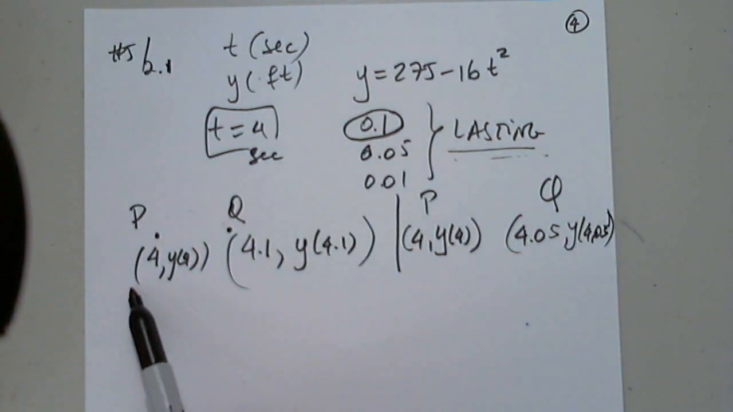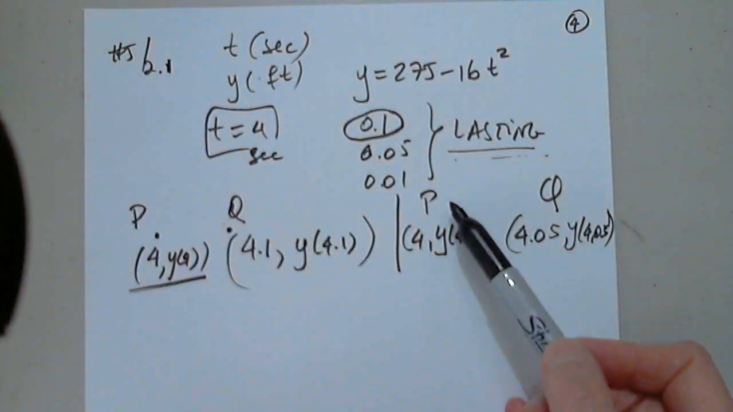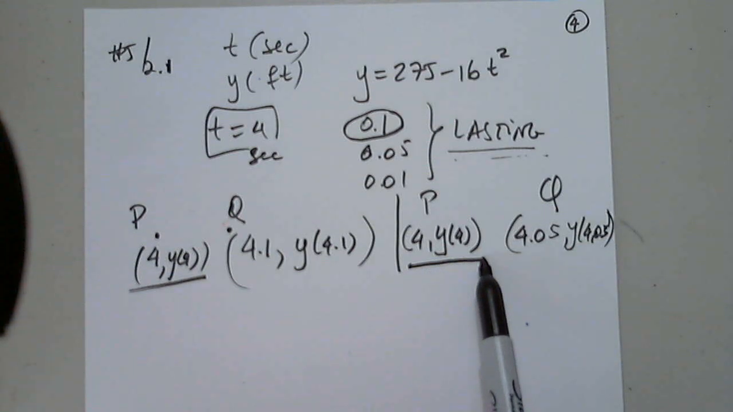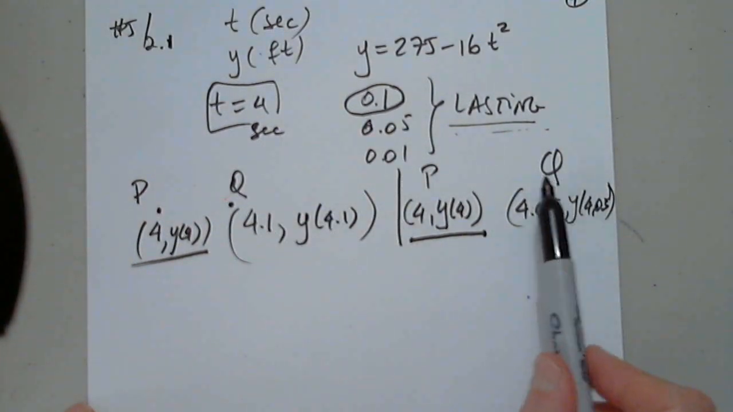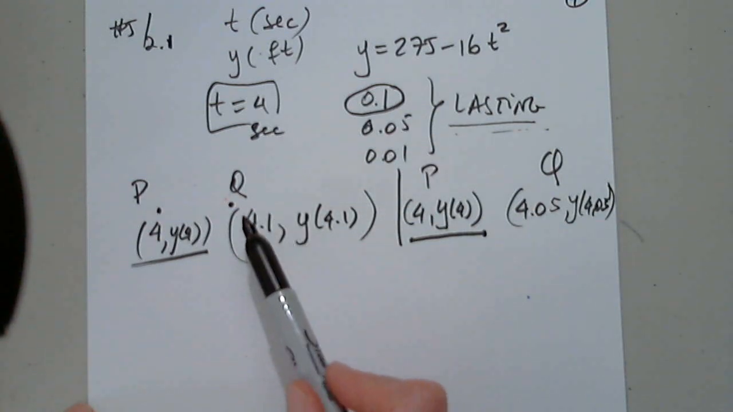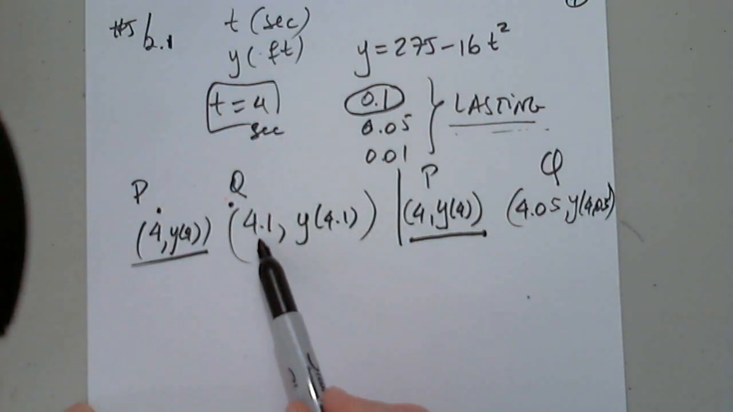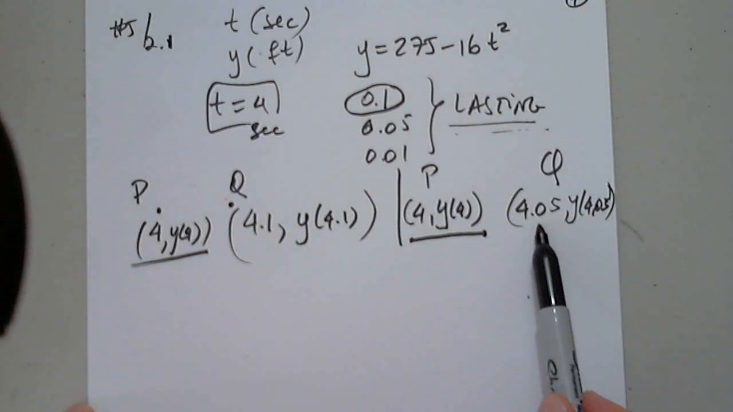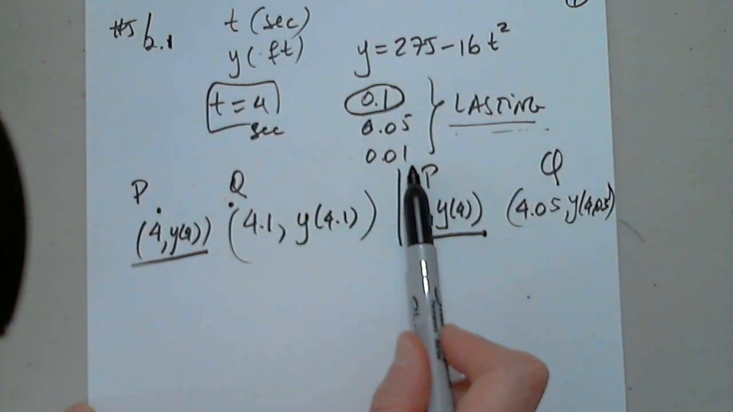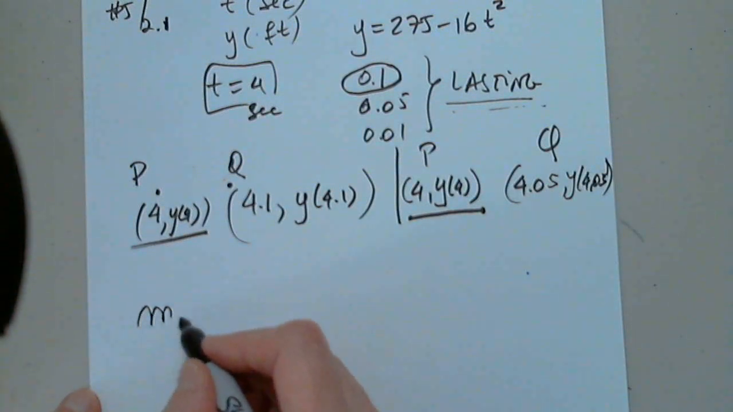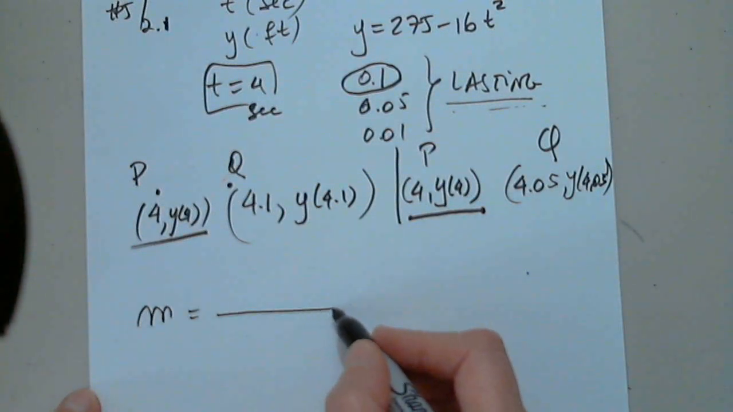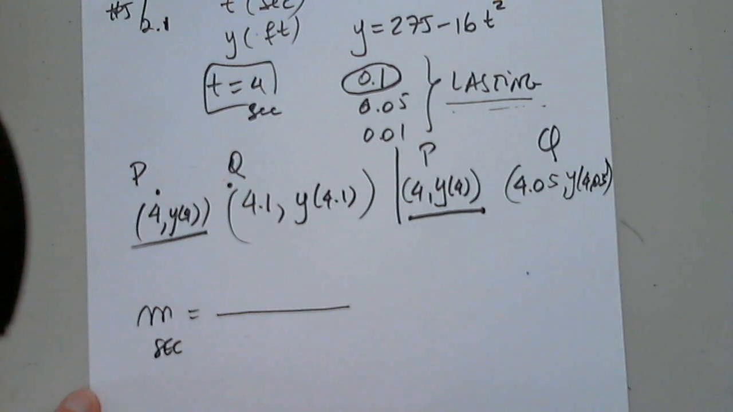Obviously, this is fixed, right? We can write a third one, but this is fixed. Now, what happens here is Q changes. Why? Because its X changes. 4.1, 4.05, 4.01. Okay, so let's create a slope of the secant line PQ.